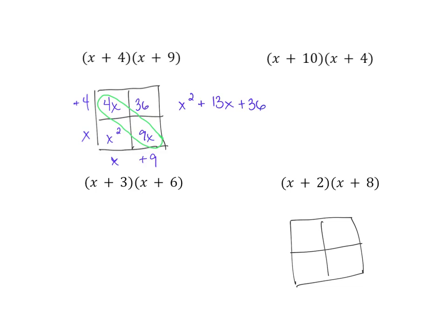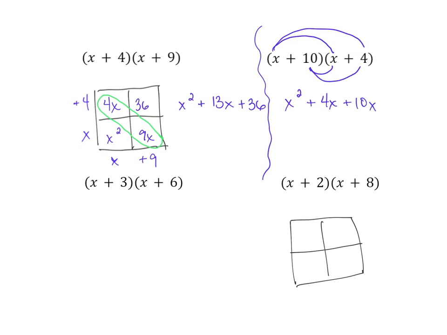So we'll talk about the pattern actually as we go through some more. So the next one, I'm going to use the FOIL method where we will multiply the first, outside, inside, and last. So first terms, x times x. Then the outside terms, 4x, so plus 4x. Inside terms, plus 10x. And the last terms, 10 times 4, which is 40. Add our like terms here, so I've got x squared plus 14x plus 40.